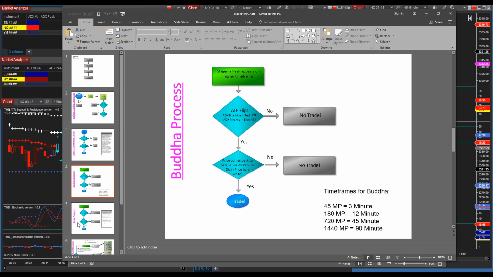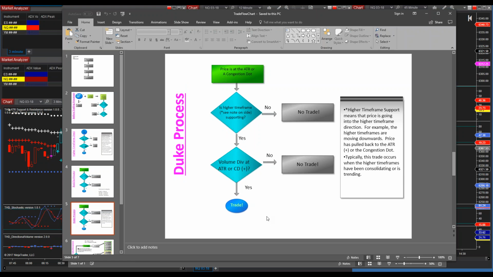All right. Now, if you don't have a Buddha and price is simply at an ATR or a congestion dot, it works the same way. Is your higher time frame supporting the trade? If it is, do you have volume divergence at the ATR or the congestion dot? Again, what did we add to that? There's only one thing that we have added to this, and that is hidden divergence if you have the stochastics. That's as simple as it gets.